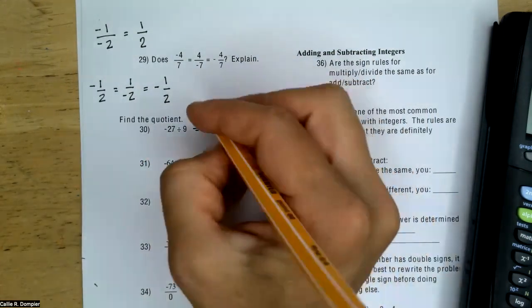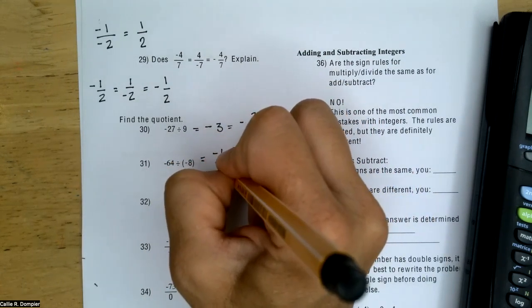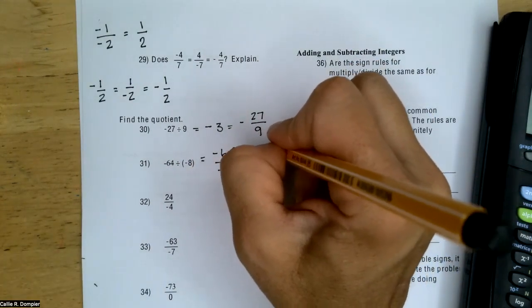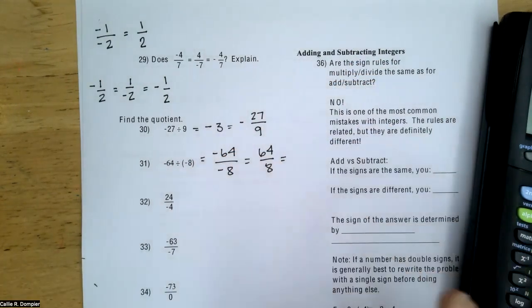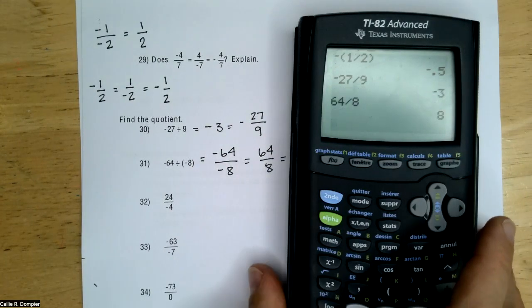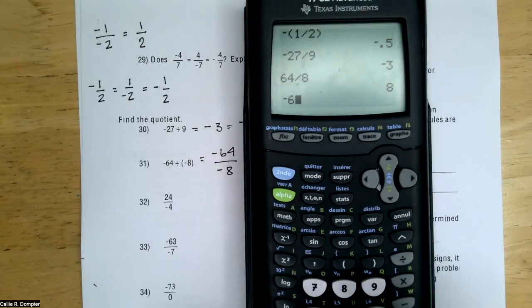Negative 64 divided by negative 8. Negative divided by negative makes it a positive, so it's actually just 64 divided by 8, which is 8. But you can check it. Negative 64 divided by negative 8, just to make sure.